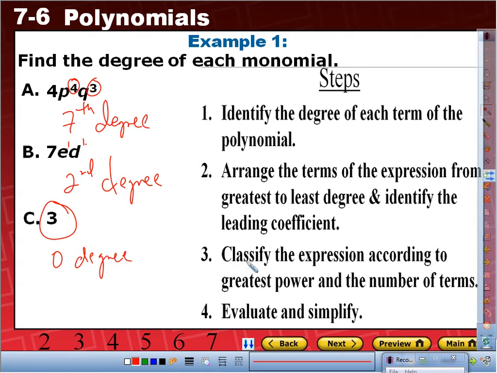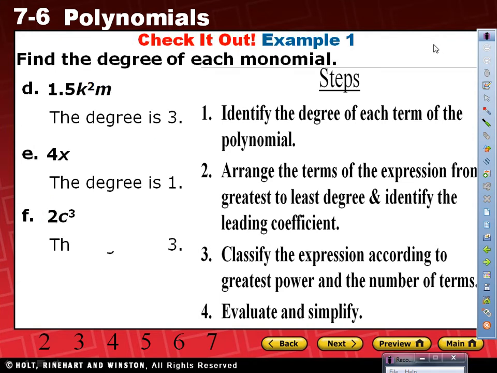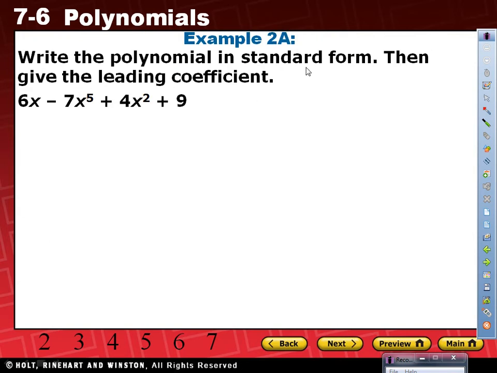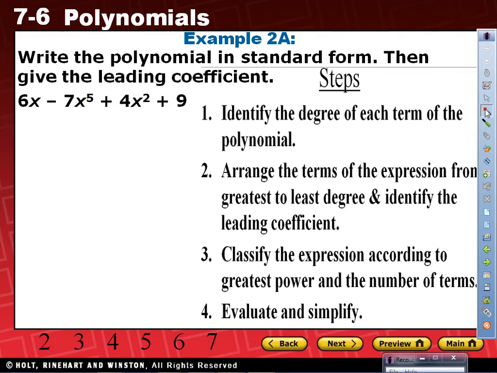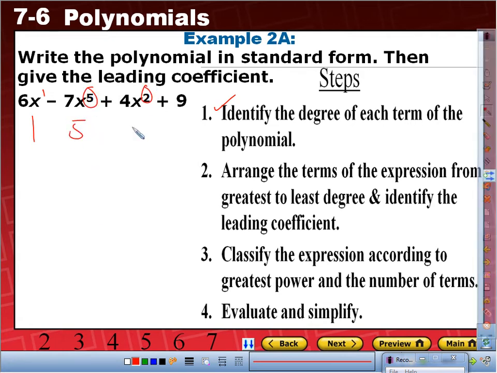Okay? We did some more practice problems, but from there I said, let's go to setting a polynomial in standard form and then giving the leading coefficient. And I said, step 1: identify the degree of each term. So here, this one has an exponent of 1. This is the 1st degree. This one has an exponent of 5. This is the 5th degree. This is an exponent of 2. This is the 2nd degree. This one does not have a variable, so this is the 0 degree.